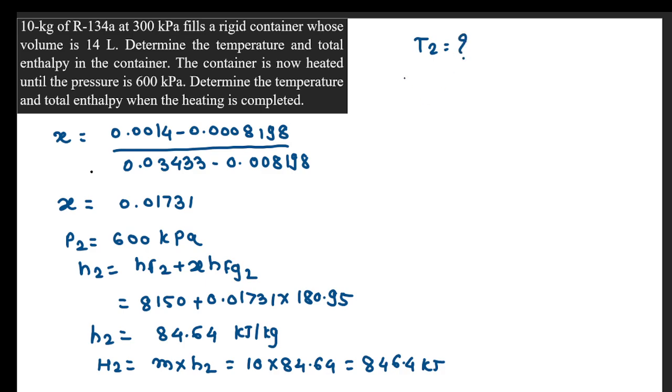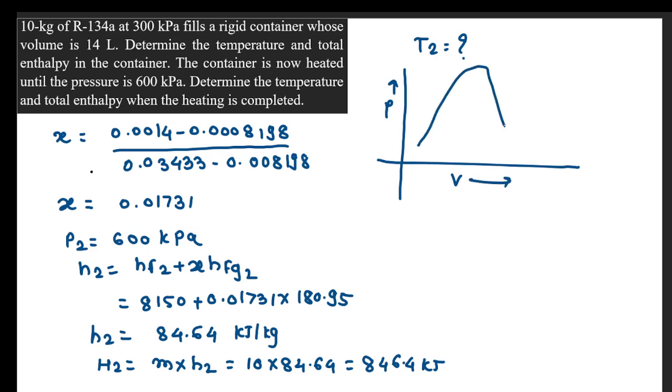So I will just give the hint. If you draw a PV diagram, pressure volume diagram, this will be your dome. Here initially it is the same dryness fraction as x1. It is heated at a constant volume. You will get this as point 2, this as point 1. So this is in the liquid plus vapor mixture. So my question, what will be the T2 value, guys?